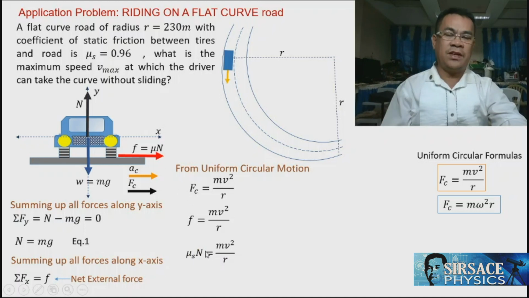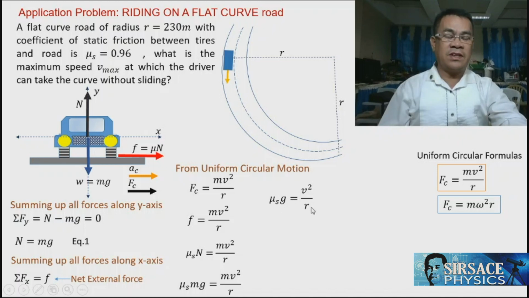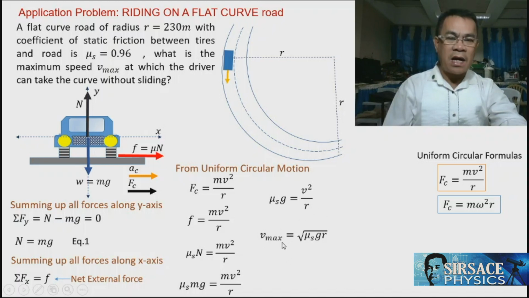Mu n. Now normal is mg, so replace n with mg. The resulting equation is mu mg. Take note that this mass is the same as the mass on the other side, so we can cancel it out, leaving mu g over r equal to v squared over r. Then we are to solve for the velocity. Taking the square root, we have this maximum velocity.